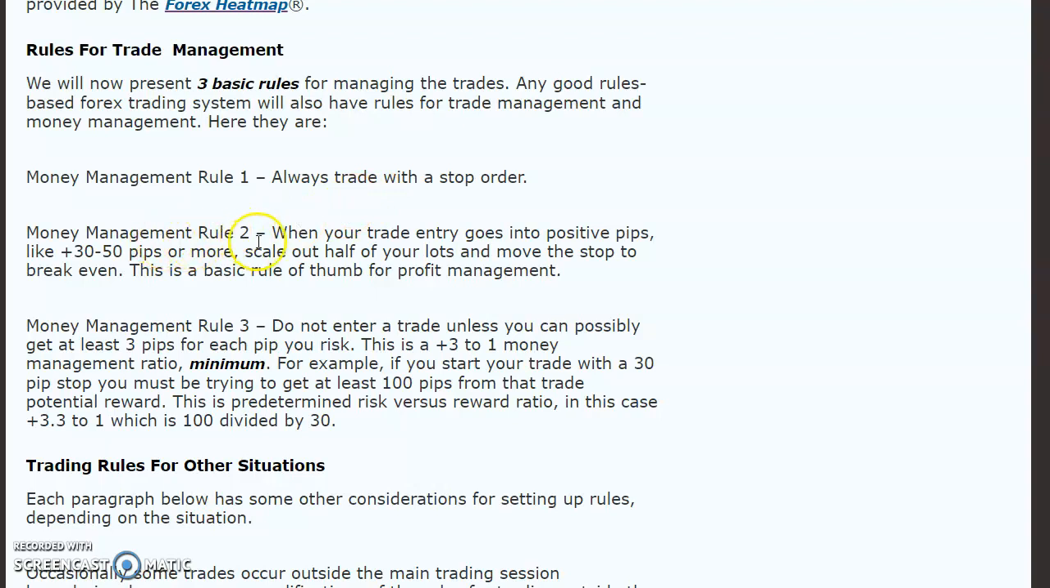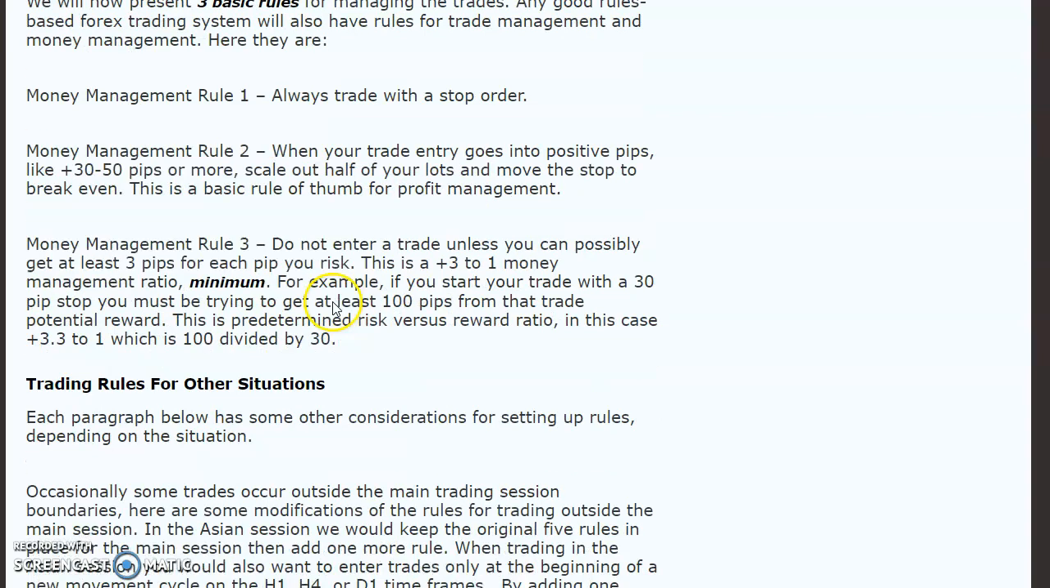Number 2, when your trade goes positive into positive pips, a pretty good amount, plus 30 to 50 pips, just scale out half your lots and move your stop to break even. This is your basic rule of thumb for profit management.